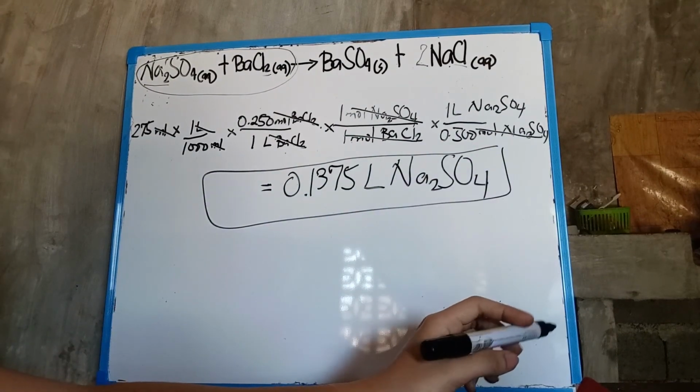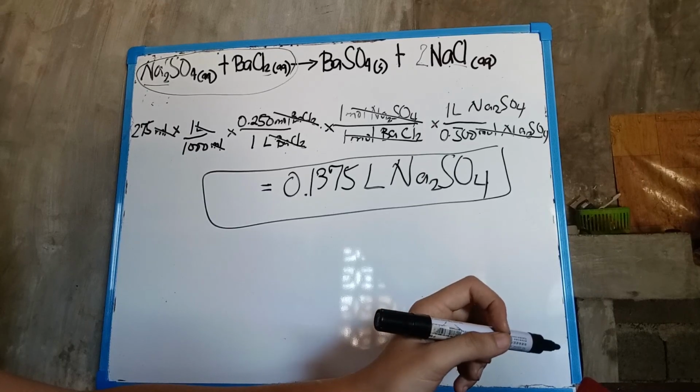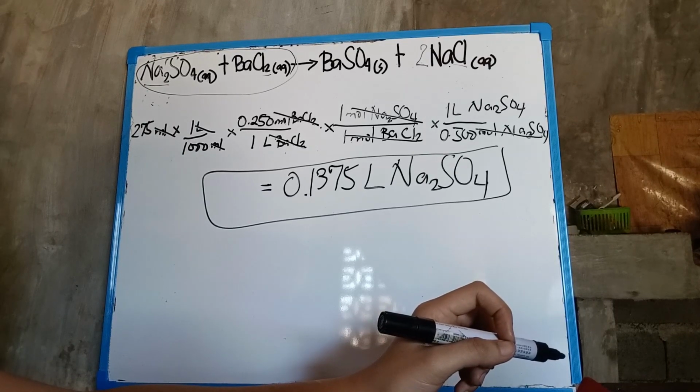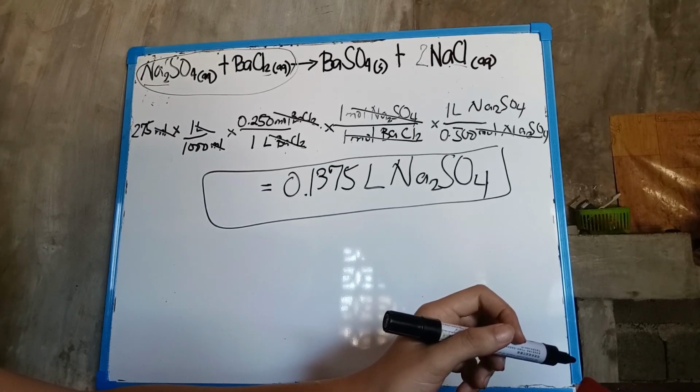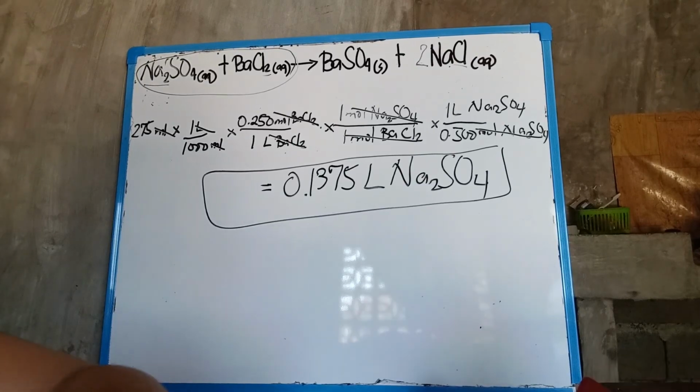So 0.1375 liter of Na2SO4, or the sodium sulfate. So that's it.